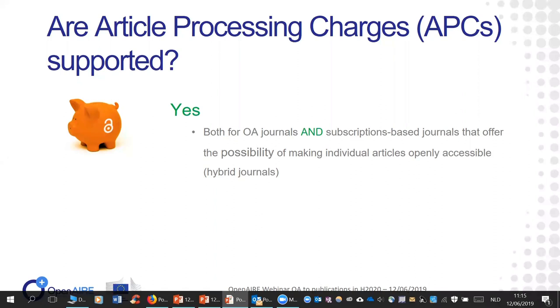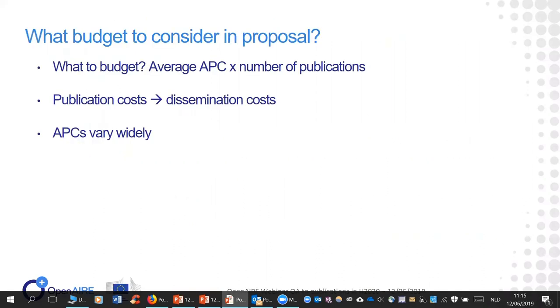Of course, the hybrid journal is a bit of a system that we as libraries don't like to see, because we as a library pay for the subscription and then you pay for one article to make it openly available. That's paying double, which is very smart of the journals, but not so good on your budget. Keep in mind that costs are eligible for reimbursement during the duration of your project. So if you want to publish after the duration of your project, costs are not eligible anymore. So keep that in mind.